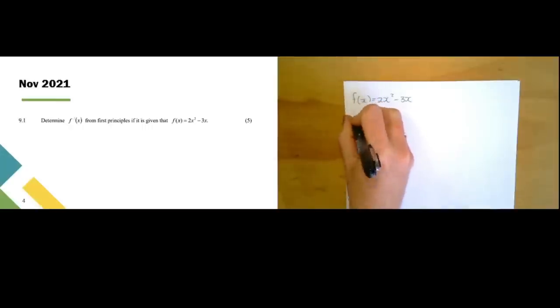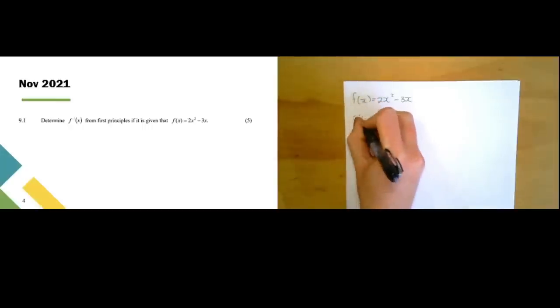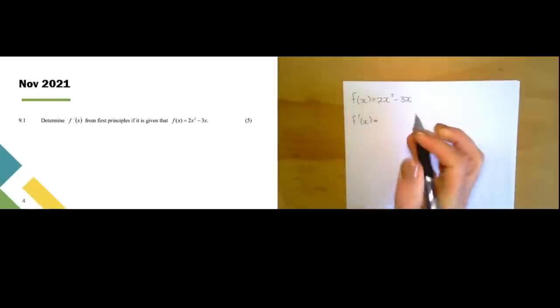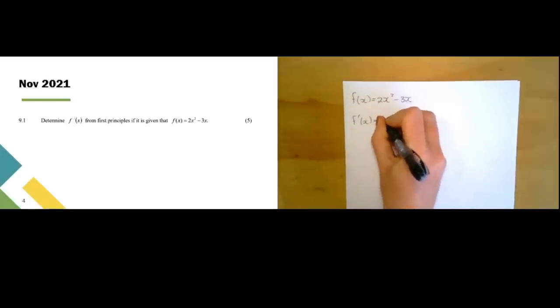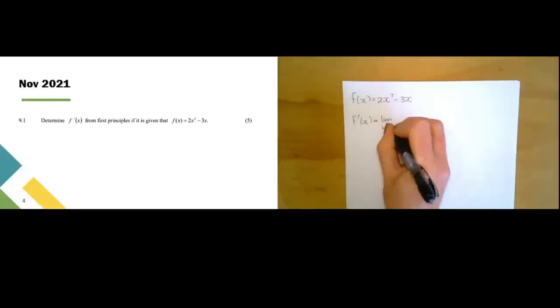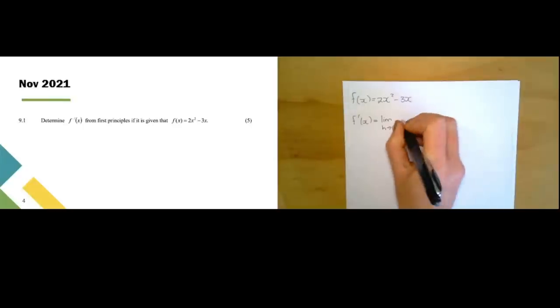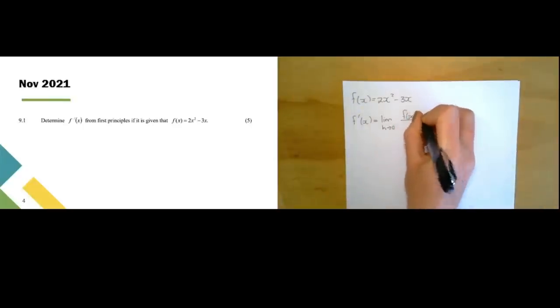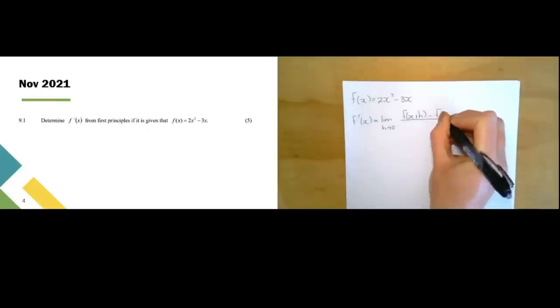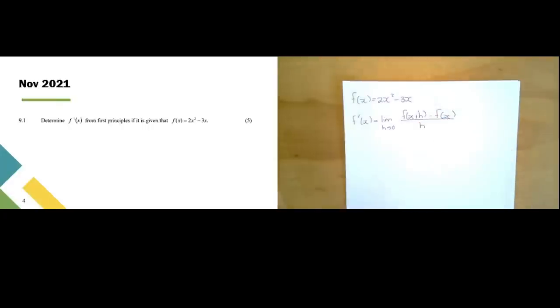So what is the formula? It's on my formula sheet. f prime x equals. Please pay attention to where the equal is. Then the limit of h approaching 0, it's after the equal sign, of what? f of x plus h minus f(x), everything over h.